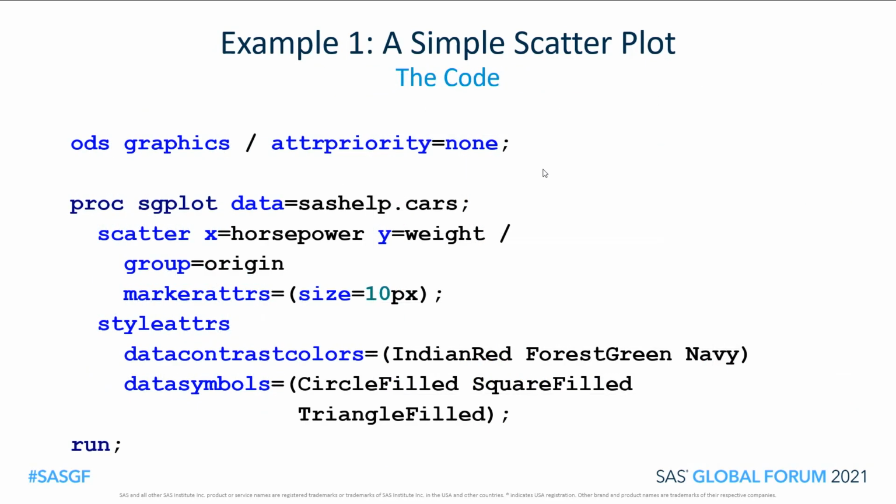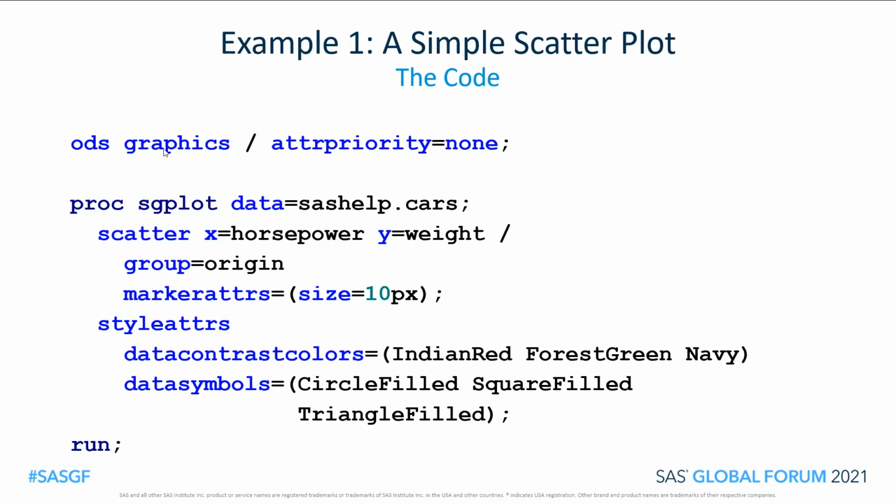So we're going to start with a simple scatter plot, and what we're going to do is make a scatter plot of horsepower versus weight. So we're going to have one point for every vehicle in the data set, plotted with the horsepower on the x-axis and the weight on the y-axis.